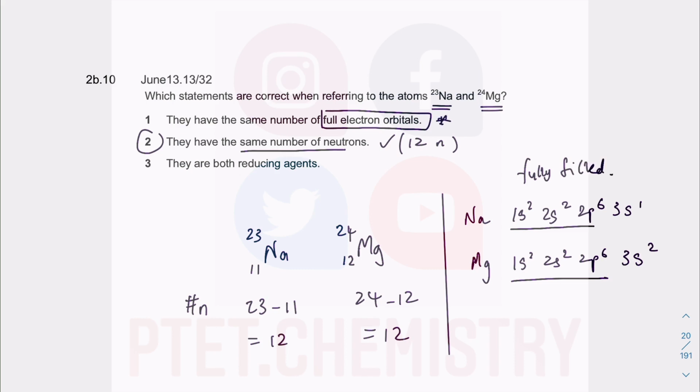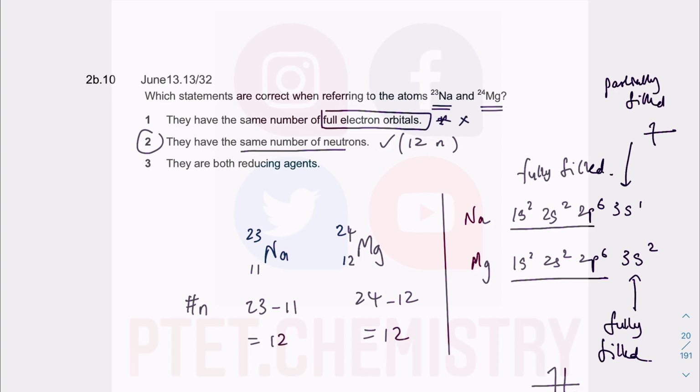It says full electron orbitals, but this is fully filled because an s orbital can only fit a maximum of 2 electrons, whereas this one is partially filled, where your 3s has only 1 electron because you have 3s1. So that statement is incorrect because they do not have the same number of full electron orbitals. This is a partially filled 3s orbital. This is a fully filled 3s orbital. So 2 is correct, 1 is incorrect. You are left with option C without even checking 3.